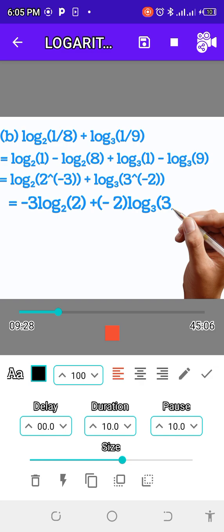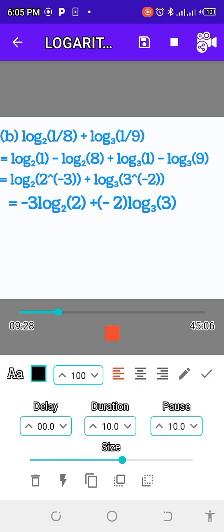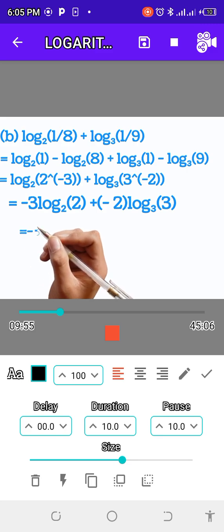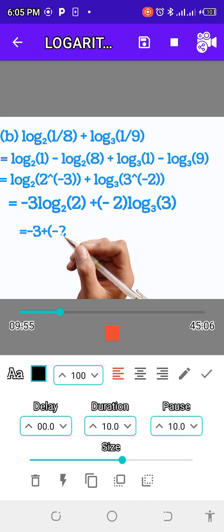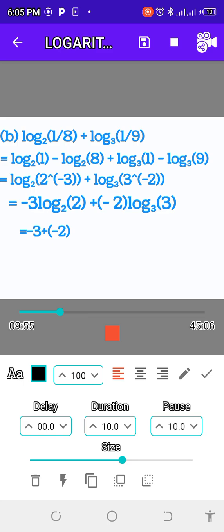Log of the base is equal to 1. Log 2 base 2 is equal to 1, and log 3 base 3 is equal to 1. So automatically what we have there is equal to minus 3 plus, into minus 2, and plus times minus is minus. So we have now minus 3 minus 2. And minus 3 minus 2 will give us what? Minus 5.